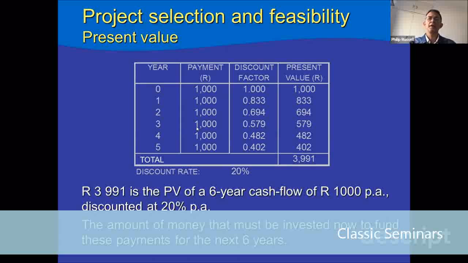So 3,991 is the present value of a 6-year cash flow of 1,000 per annum, discounted at 20% per annum. So the amount of money that must be invested now to fund those payments for the next 6 years. That's another way of looking at that.